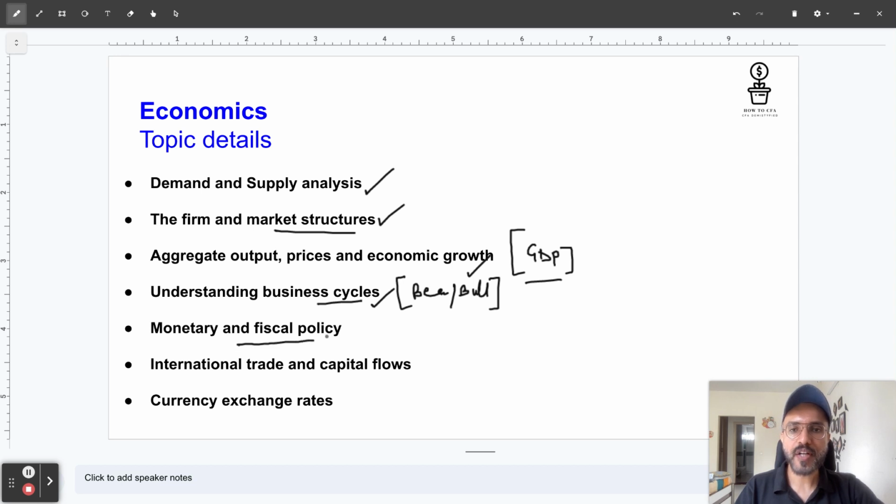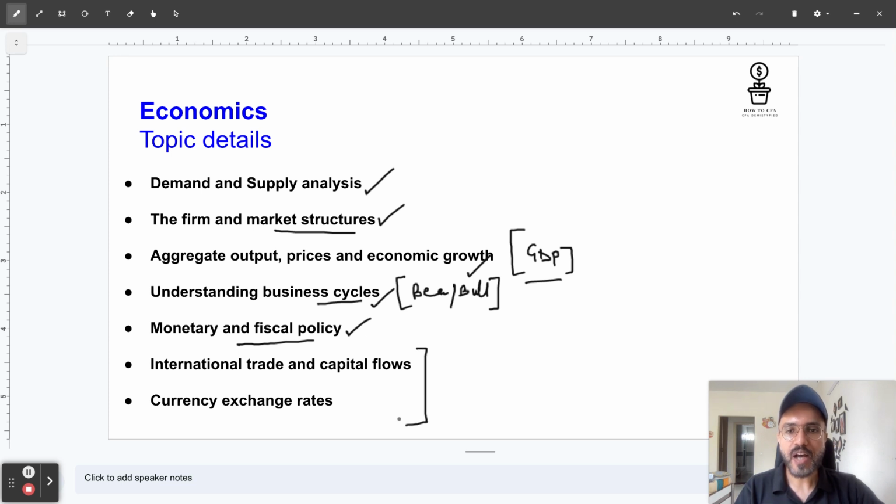And then there are monetary and fiscal policies. Monetary and fiscal policies are policies which the central bank of a country and the government of that country make. Monetary policies are made by the central banks, fiscal policies are made by the government of that country. Like in the case of India, it is the RBI and the government of India who make these policies. So what are these policies? How do they benefit the common man? How do they benefit the GDP of the country, etc., is part of topic number 5.